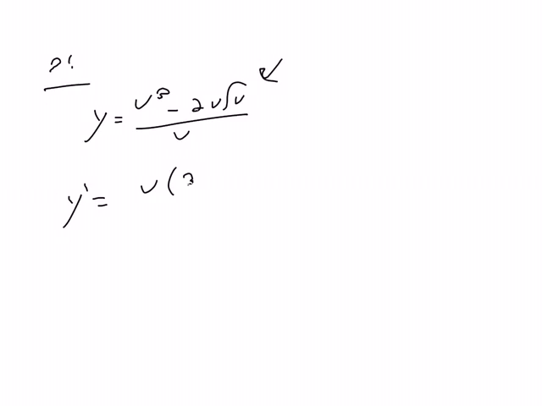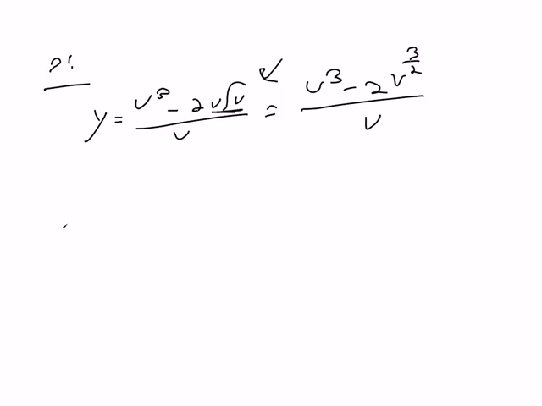Problem 31, a little bit more complicated. So we have y is equal to v to the third minus 2v square root of v, all over v. So again, y prime is going to be v times the derivative of this, which is 3v squared minus 2. And now over here we need to use the product rule. Actually, we don't, because we can rewrite this. Would make things easier. Minus 2v to the 3 over 2, all over v. Actually, we can even simplify this and not even use the quotient rule.